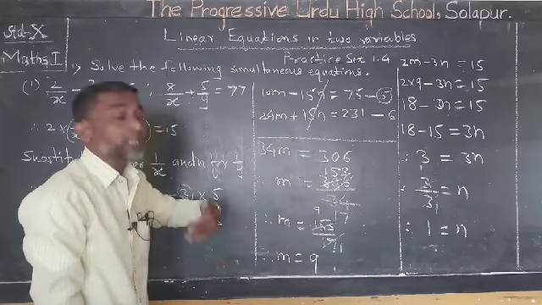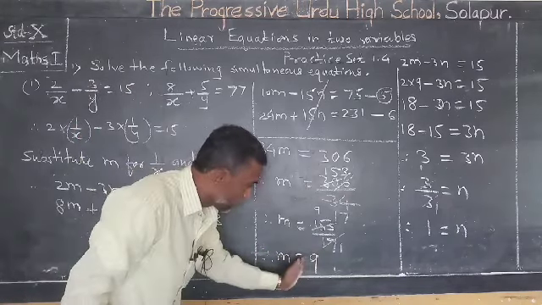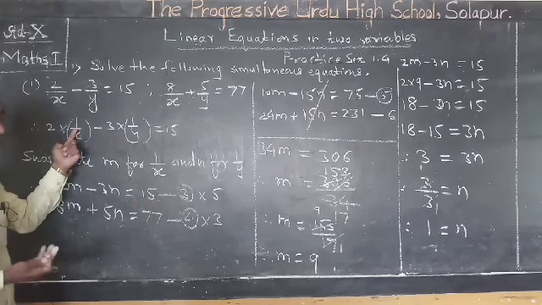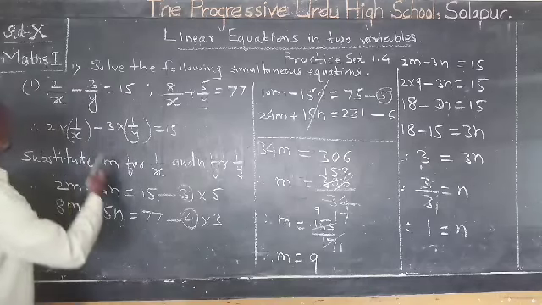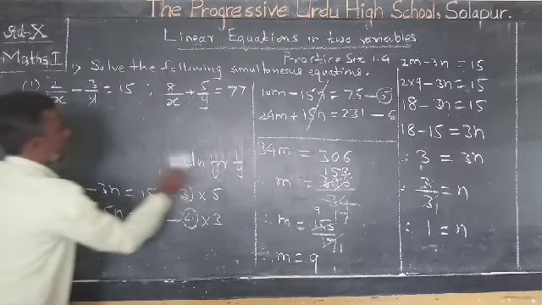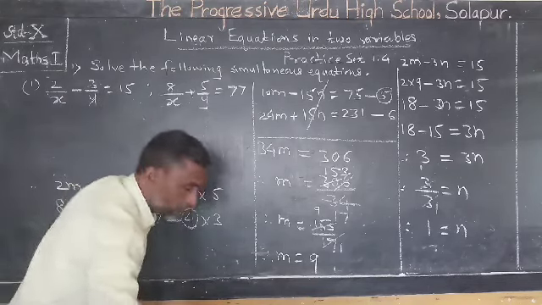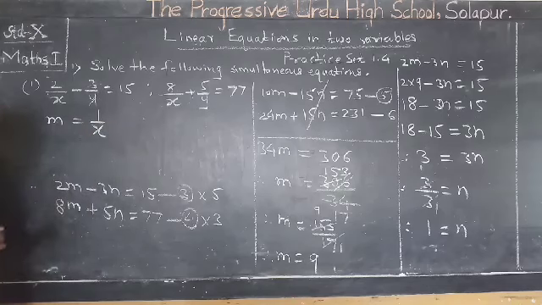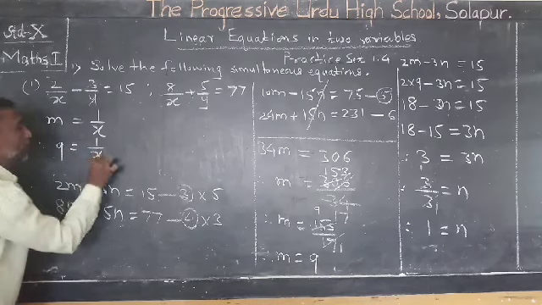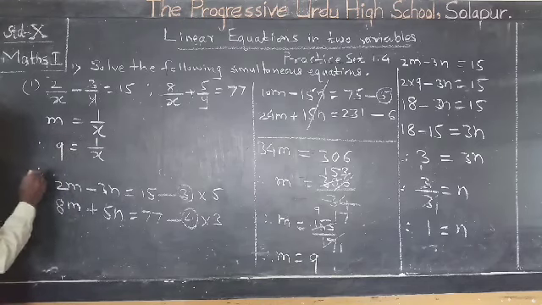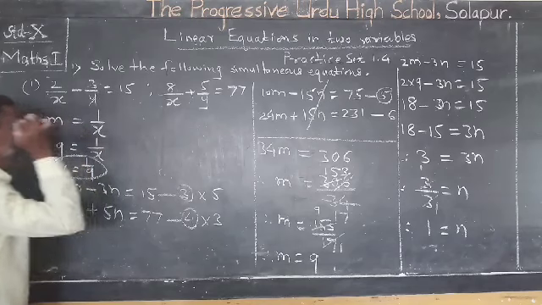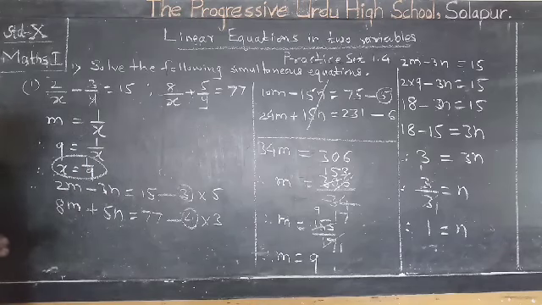Now, if we resubstitute the values of these variables in the equation which we have taken, for example, m means 1 upon x. Now, resubstituting the value of m. What is m? m is equal to 1 upon x. What is the value of m? It is 9. So, put 9. 9 is equal to 1 upon x. Therefore, take it to left hand side. Therefore, x is equal to 1 upon 9. This is the value of the first variable. x equal to 1 upon 9.